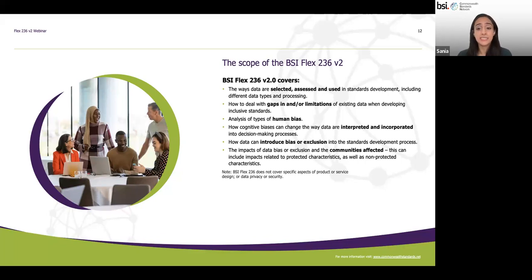Looks at human bias in depth, looks at the ways data are interpreted and incorporated into decision making, looks at how bias can be included in data and its impact of how actually could lead to then other groups being excluded from different products and services. And we also look at communities affected and how to identify who those might be and how to mitigate that. What it doesn't cover is specific aspects of product or service design or data privacy and security.